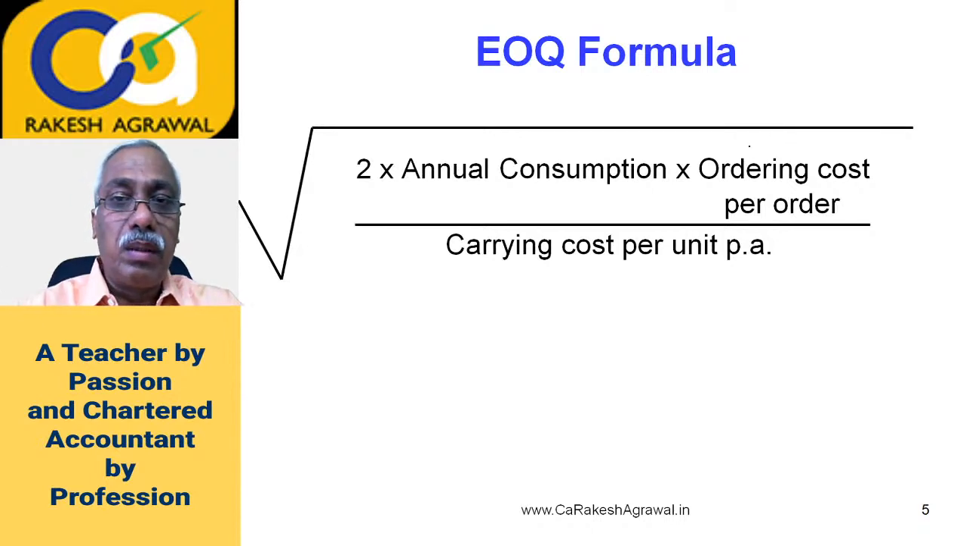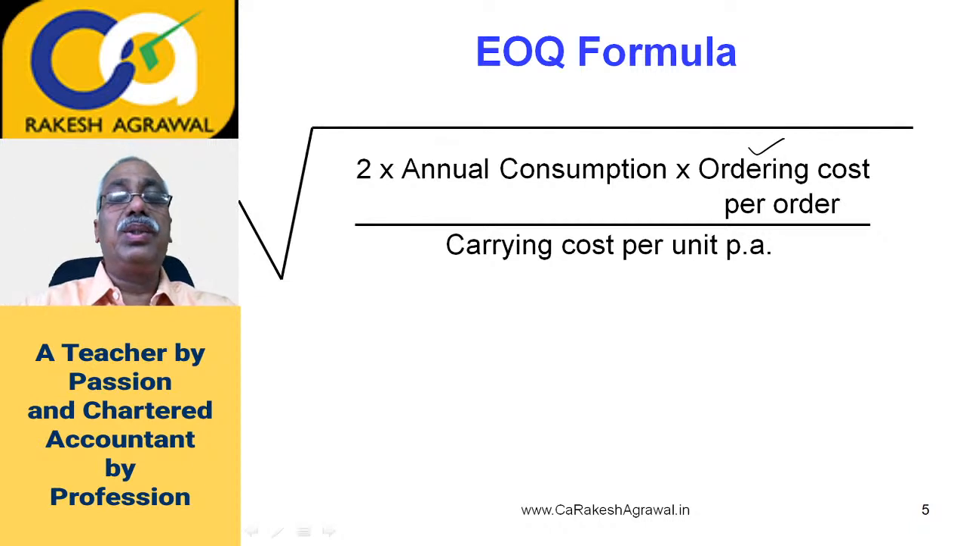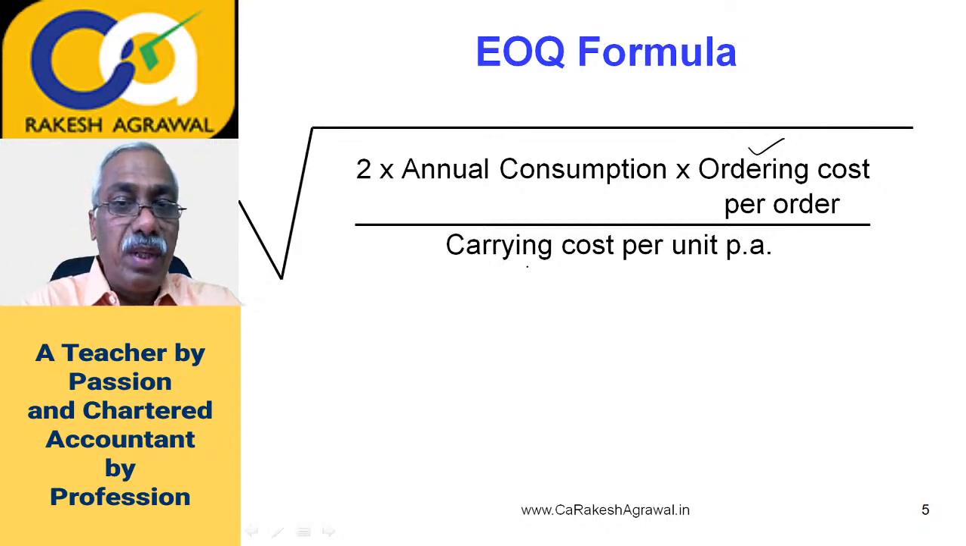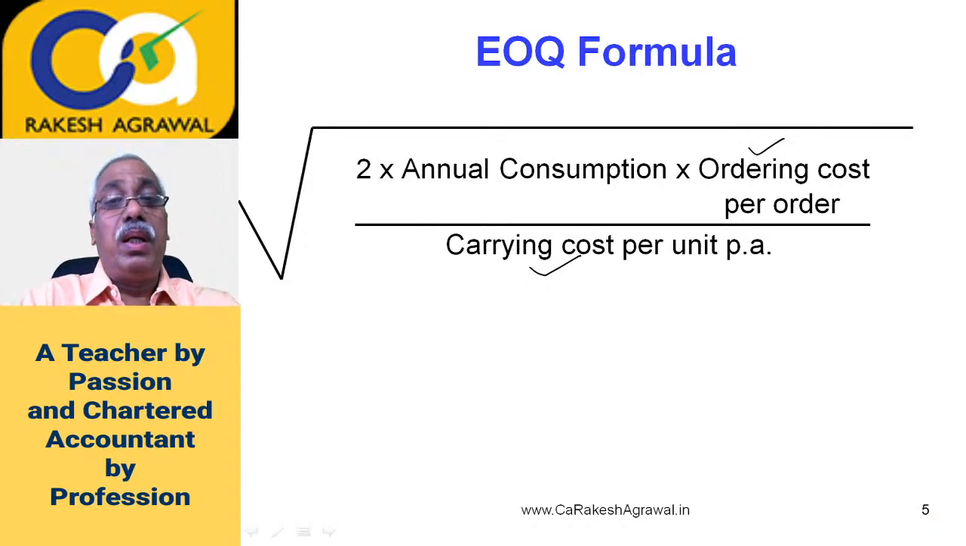Now please remember, in the formula what we take is the ordering cost of one order. But when we minimize the cost, that is the total cost of ordering for the whole year. And what we take in the formula is only the ordering cost of one order. Similarly, in the denominator, we take the carrying cost of 1 unit, only for 1 unit for 1 year. It means if we carry 1 unit in our godown for the whole year, how much cost will be incurred? That is carrying cost. Carrying cost is mainly the interest cost.